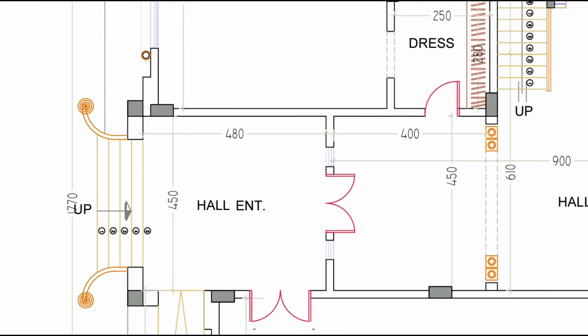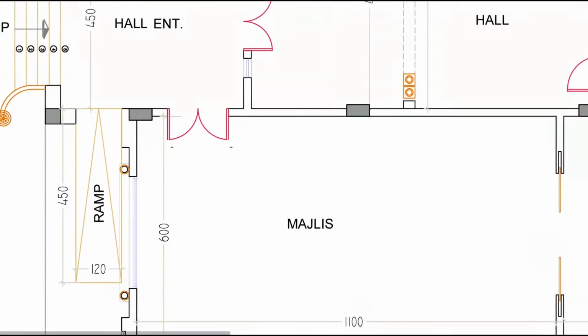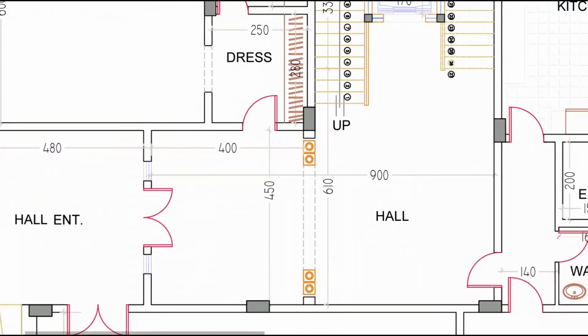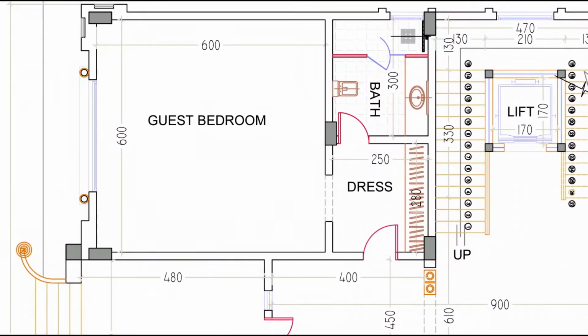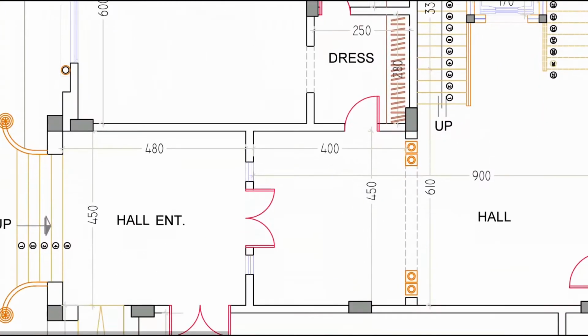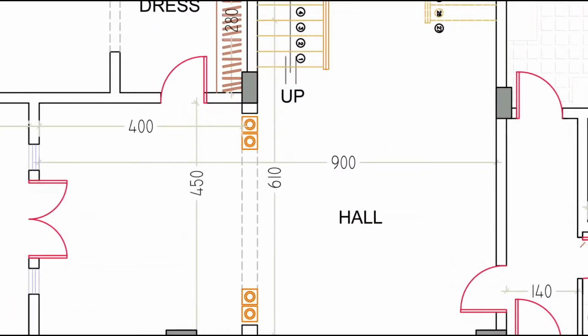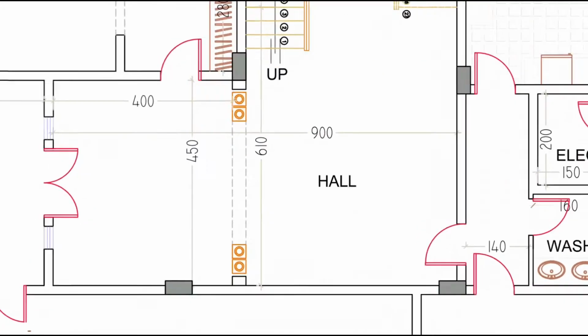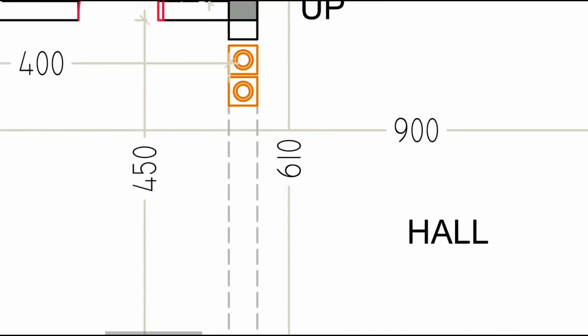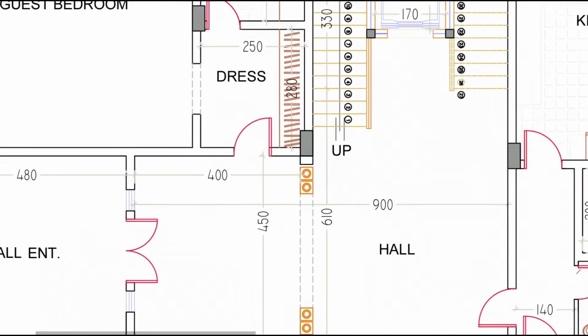This is a big hall, 450 by 480. This we are getting both side entrance. This is our majlis area and this is our hall inside and this is our guest room. So we are entering from here. We are getting a wide hall, 450 by 400 centimeter, and 610 by 900 centimeter, very wide hall. And this is a small design you can see here. This is for design purpose, interior decoration purpose.